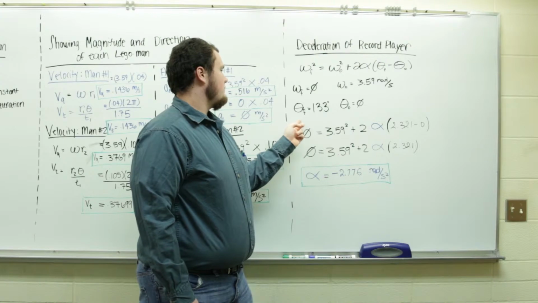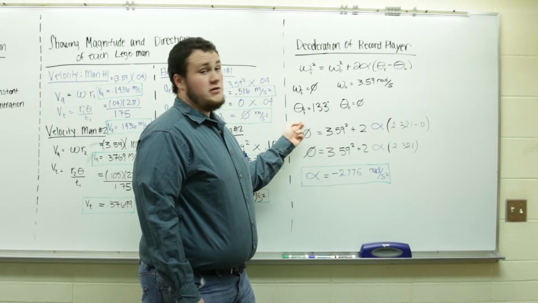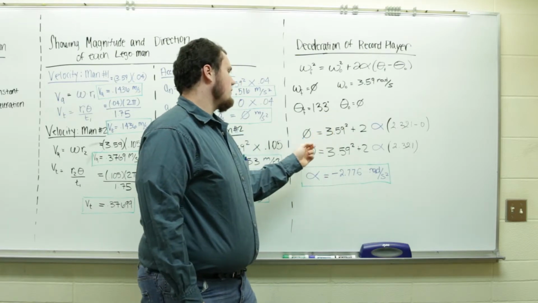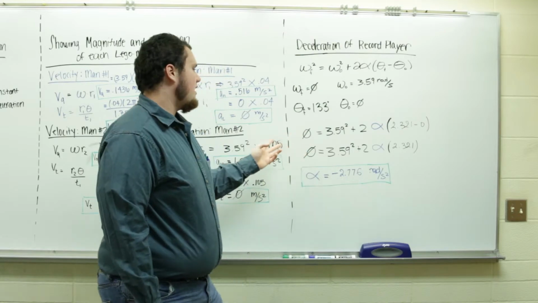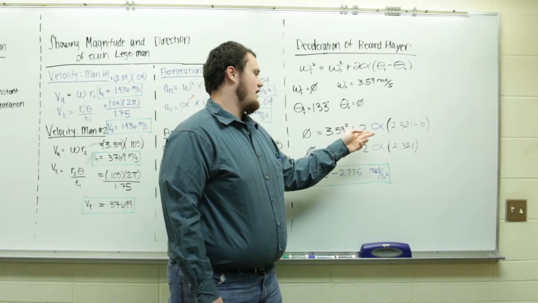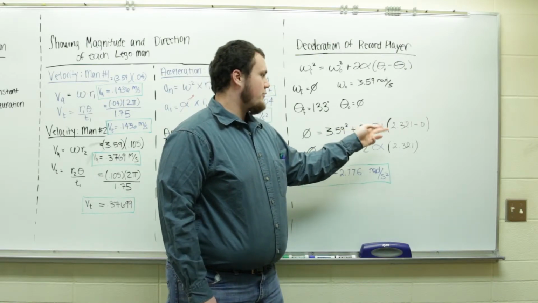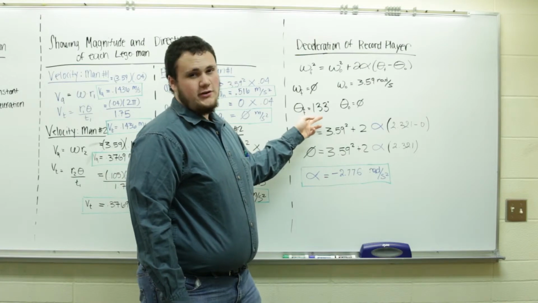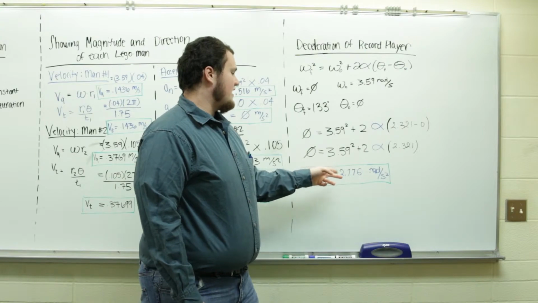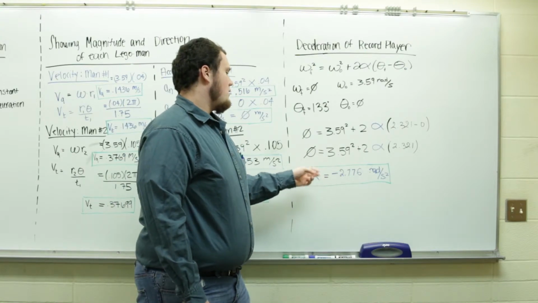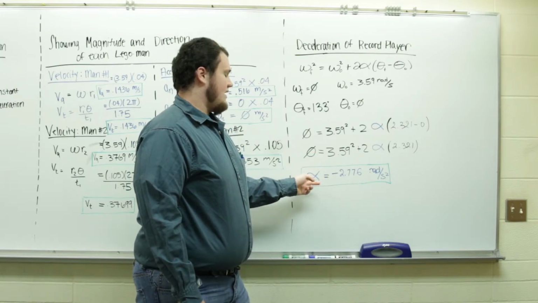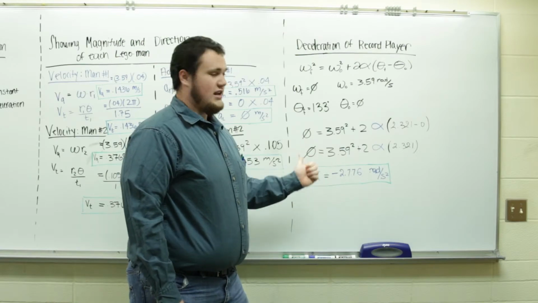The angle that it took for the record player to stop movement altogether was 133 degrees. And again, our baseline was 0 for when we measured from. So we plug all that into our equation, and we get 3.59 squared plus 2 times alpha times 2.321, which is 133 degrees in radians. And you get an alpha that is negative 2.776 radians per second squared. What that means is that the record player is slowing down. And again, alpha is angular acceleration. So the angular acceleration is negative because it is stopping.